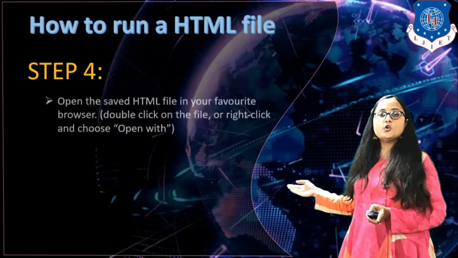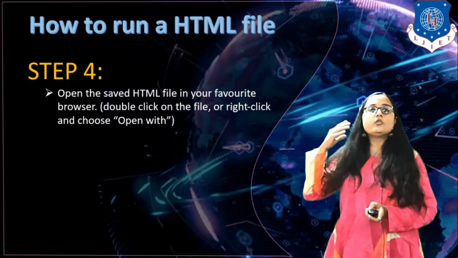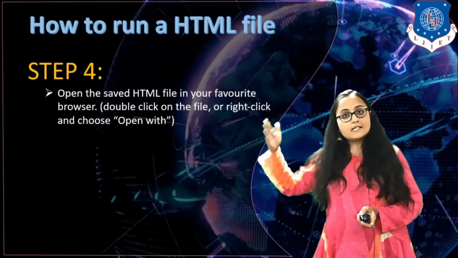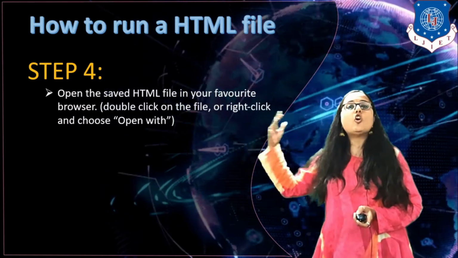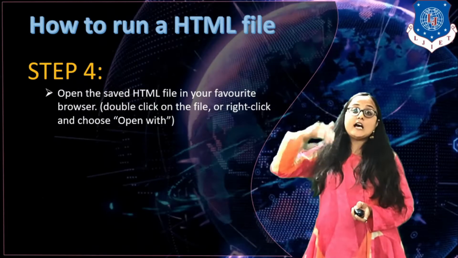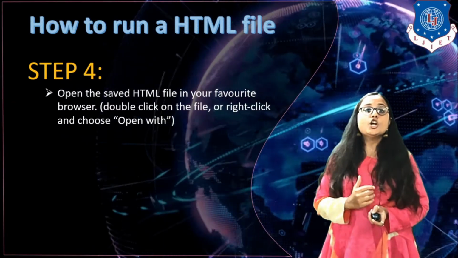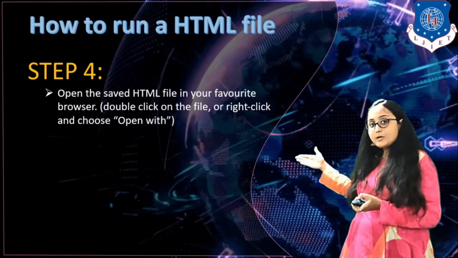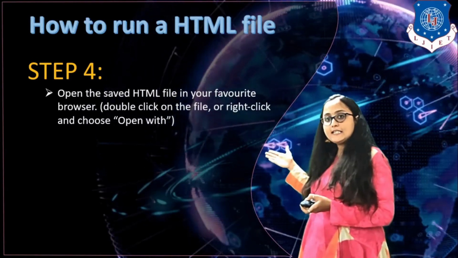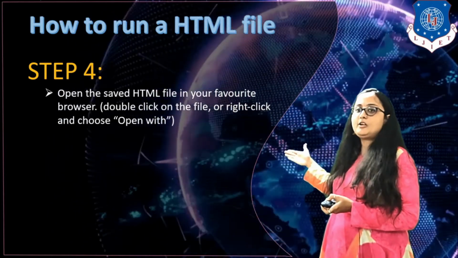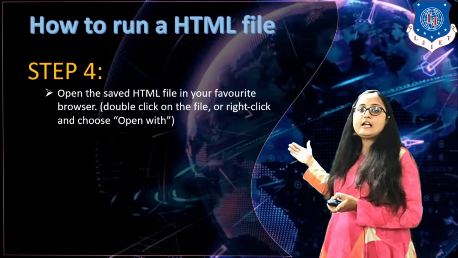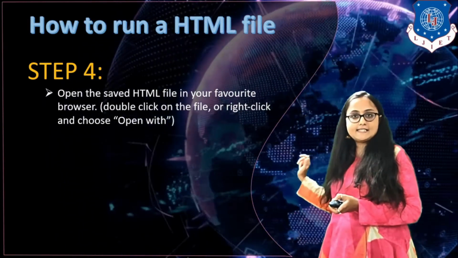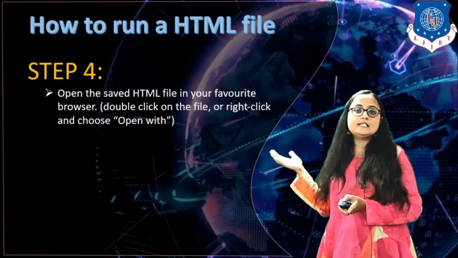Now step number 4. You have now written the HTML code into your Notepad file. The only thing remaining is to run this file on your browser. In the last lecture we already studied that you may use any browser of your choice. Step number 4 is designated for running your HTML file, and for running an HTML file you only have to double click on the file that is saved. You have saved your file in some location.